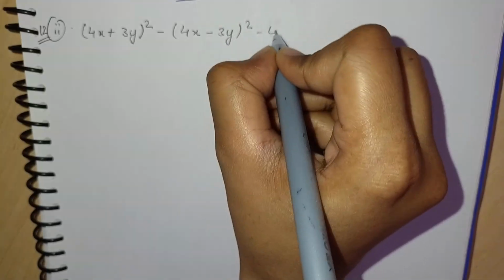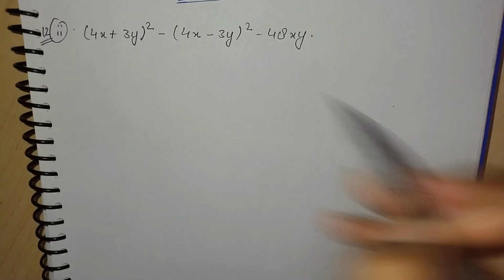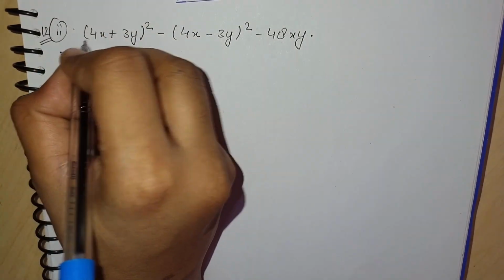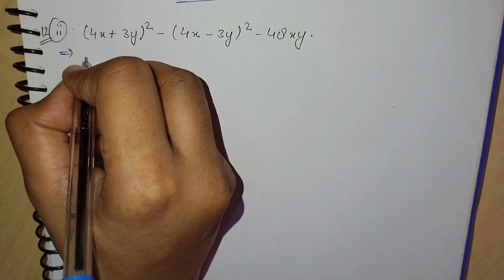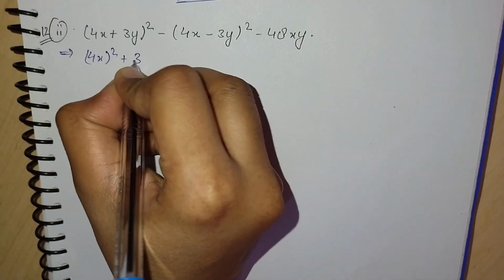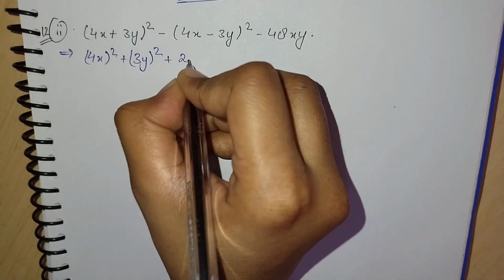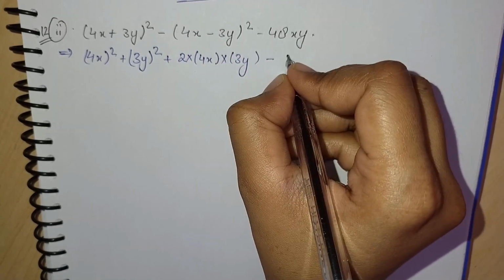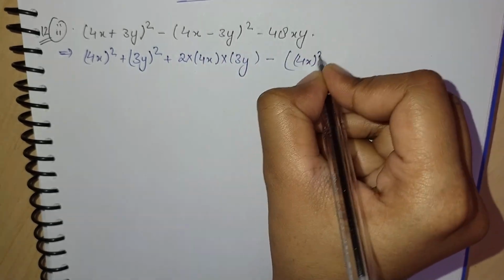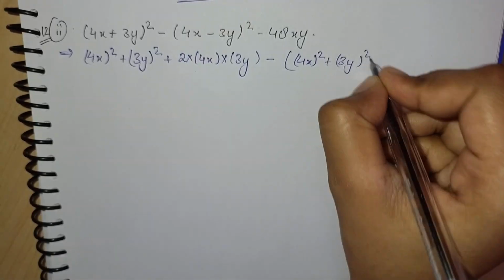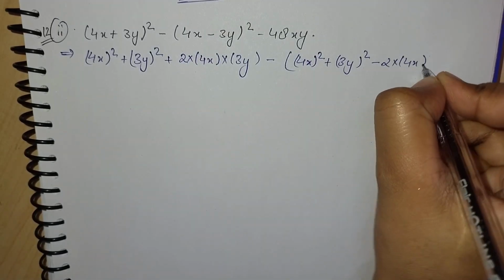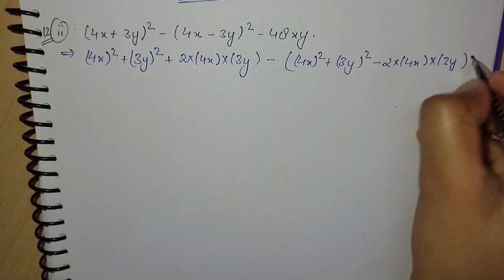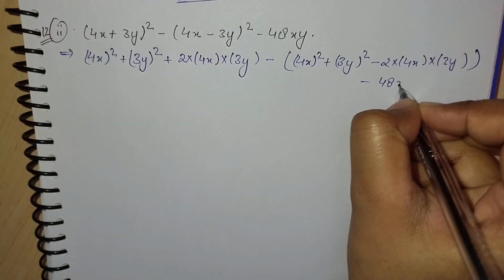Now the second part of the 12th question is (4x + 3y)² minus (4x − 3y)² minus 48xy. On solving, we will take the (a + b)² formula. So (4x)² + (3y)² + 2 into 4x into 3y, minus (4x)² + (3y)² − 2 into 4x into 3y. Now it is minus 48xy.